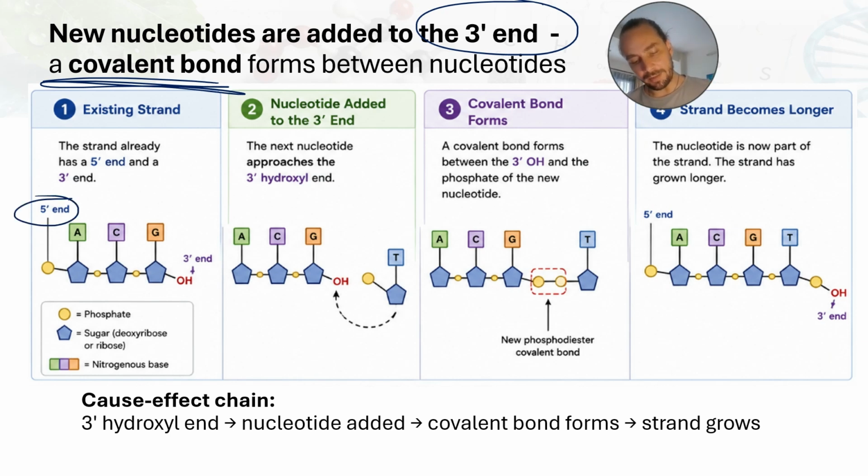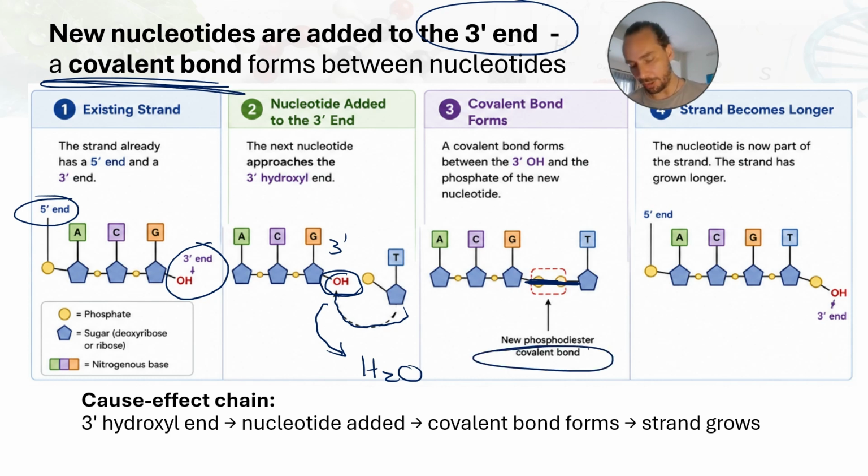So we have the 5' end, okay, and this is the 3' end. Now, once these new nucleotides are introduced, it will attach at the 3' end, and that hydroxyl group would be removed to form water. It will be a dehydration synthesis reaction. And then this will create a new covalent bond.